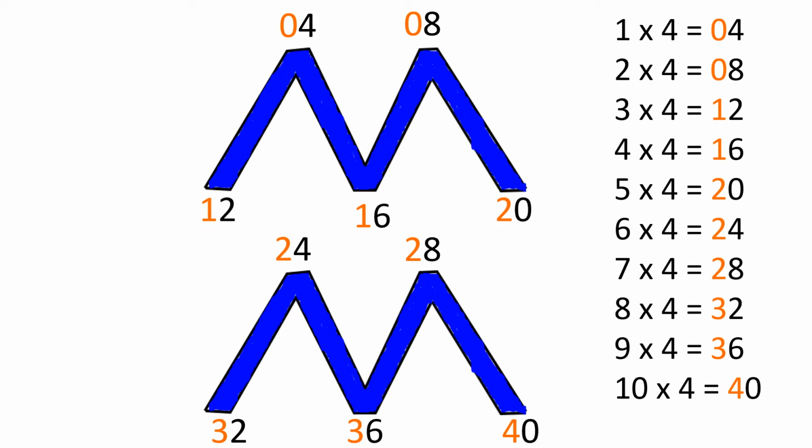5 times 4 is 20. 6 times 4 is 24. 7 times 4 is 28. 8 times 4 is 32. 9 times 4 is 36. And 10 times 4 is 40.